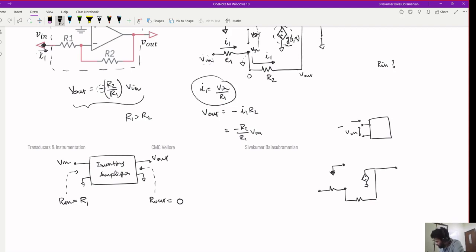The model of the amplifier is always like this. Always keep this in mind. If you talk about an amplifier, this is the general model. This is your Rin, this is your Rout, and G is the gain of your amplifier, and this is your Vin, this is your Vout.